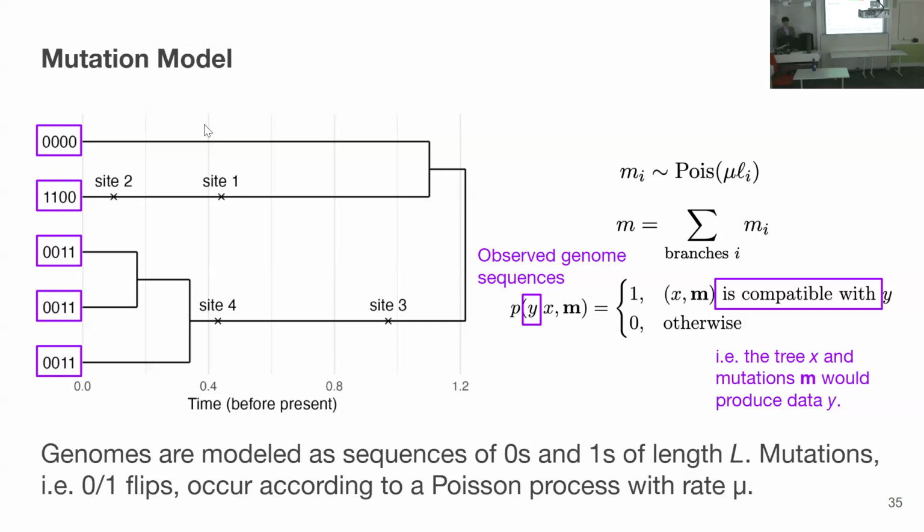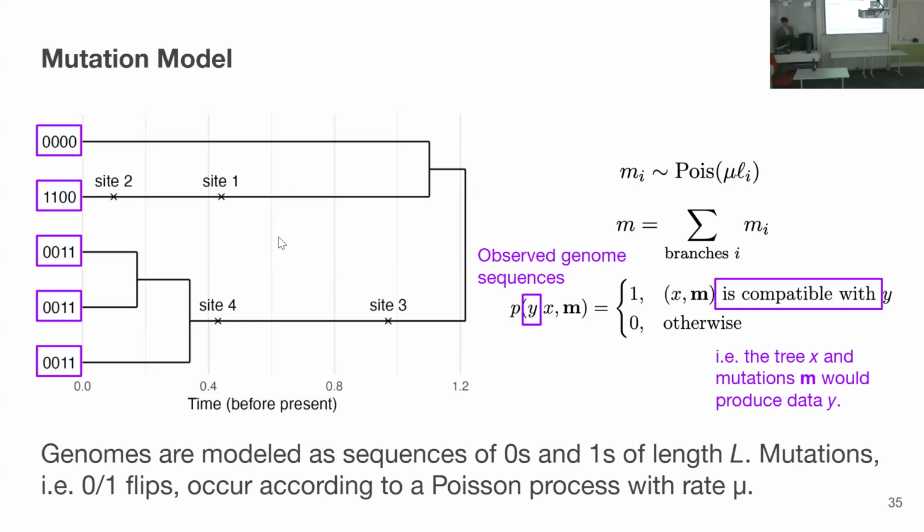Okay, so now I want to introduce this term of compatibility, which I'm going to use a lot throughout the rest of the talk. We say that a proposed tree, which I'll denote by the small letter x as before, together with the set of mutations that occur on every branch, is compatible with the observed data y if it is indeed the case that that tree would produce a given set of genome sequences y at the leaves.